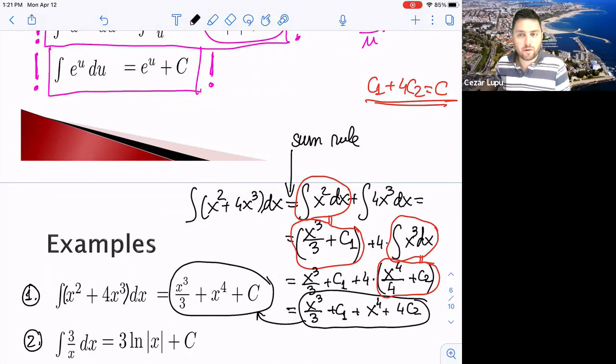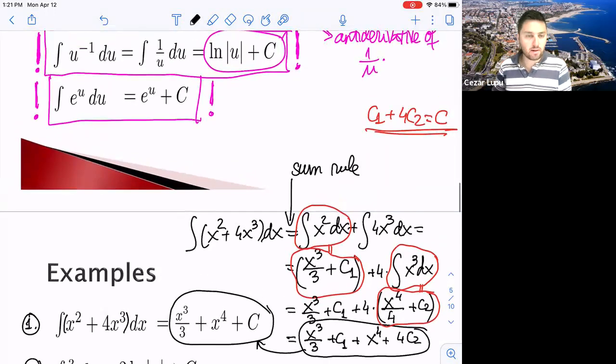So we have the integral of 3 over x is nothing else than just 3 times the natural log of the absolute value of x plus a constant c. And why is that? Can you explain this to me? Why is this true? n equals -1, correct. So we have this rule here, you see? Exactly. So the integral of 1 over u is ln of the absolute value of u plus constant c.